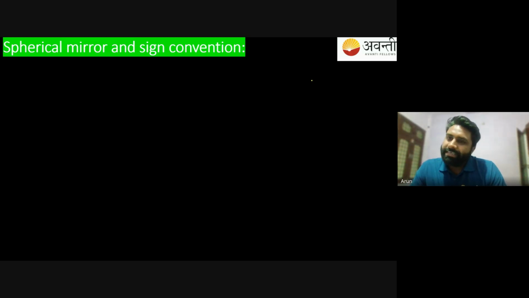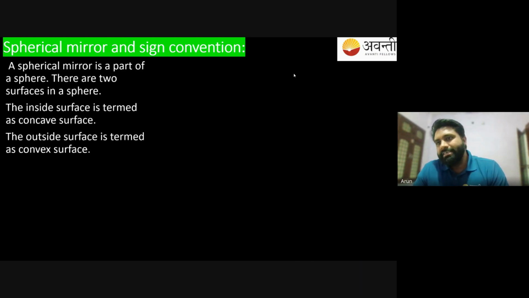Spherical mirror and sign convention we have firstly, the first topic of today's class. So for a spherical mirror, what is this? We have a sphere of glass. I am considering firstly that the material is glass. So we have a bowl, a sphere of glass, and if we cut it, we have two surfaces in that.